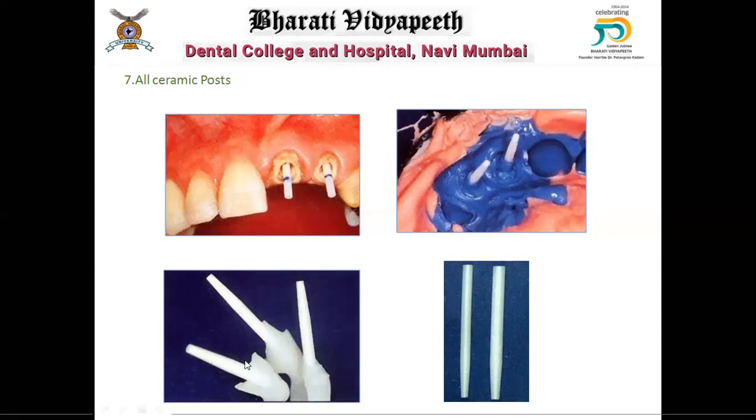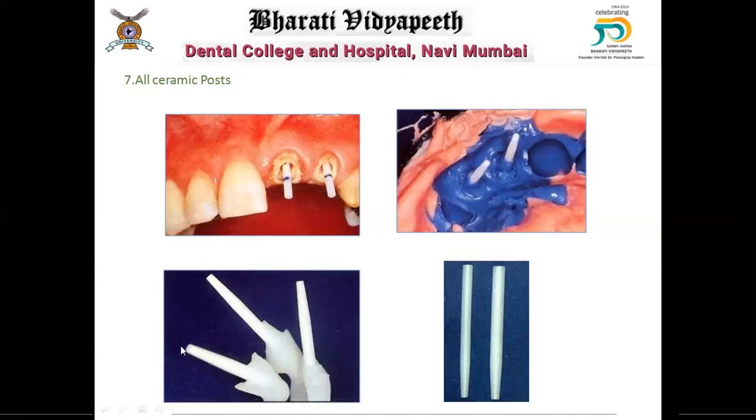So these are castable posts. There are also prefabricated posts available in the market. So these are modified customized posts, and these are the prefabricated posts. You can also convert them into a customized post by just inserting it into the post space and making an impression. So you have the post space here in the impression. Once you pour this with stone or dye material, you get a cast on which you can place this post directly. You can wax up the post so that it looks like a crown structure or a hood structure.